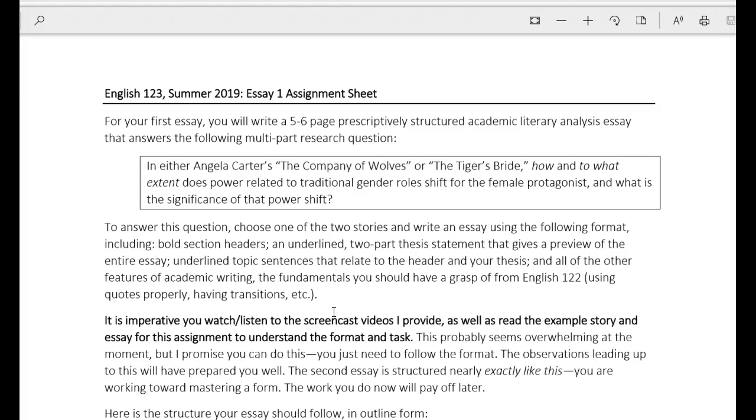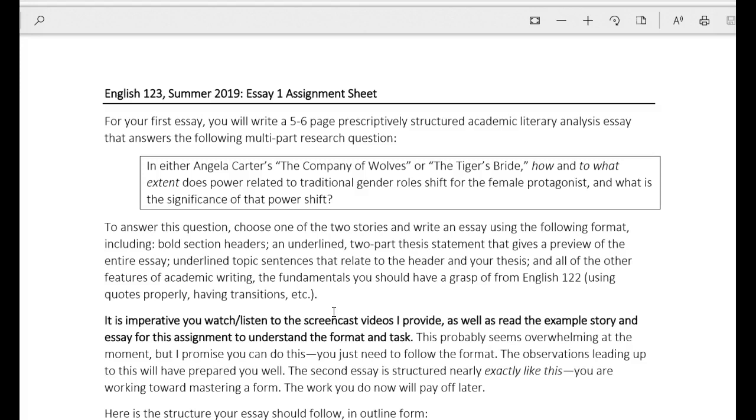So the first question is how? How does power shift? Okay, so when you think about writing your essay, before you answer the question, how does power shift? That power shift is related to what happens in the story. That's related to the plot. So as the plot goes on and the story gets more and more complicated and interesting, things are going to happen related to power.